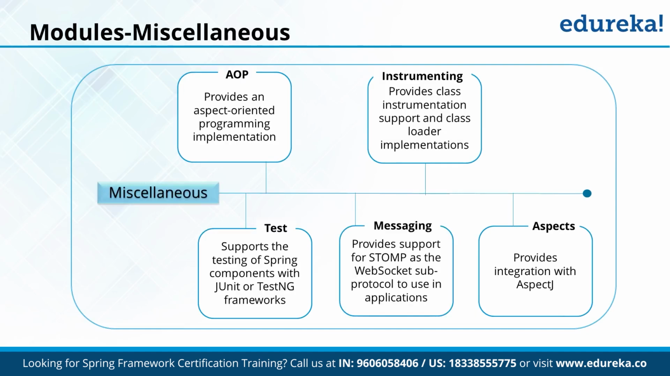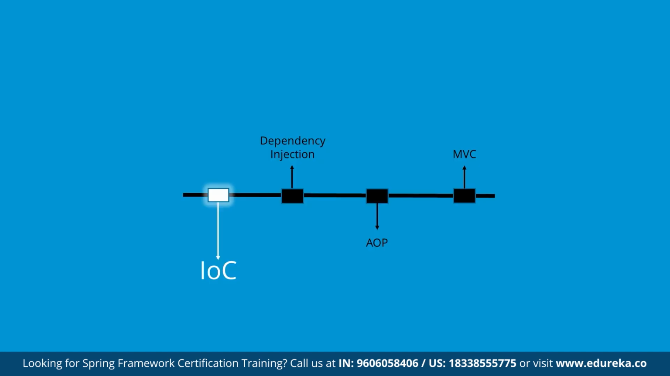The few miscellaneous modules which are available in the Spring framework include AOP. AOP is where you are going to fulfill the cross-cutting concerns. Then we got instrumentation, where we provide the class instrumentation support and class loader implementation. We got aspects, which provide the integration with AspectJ, and AspectJ is something where we're going to fulfill the cross-cutting concerns. Then we got messages and the testing layer.